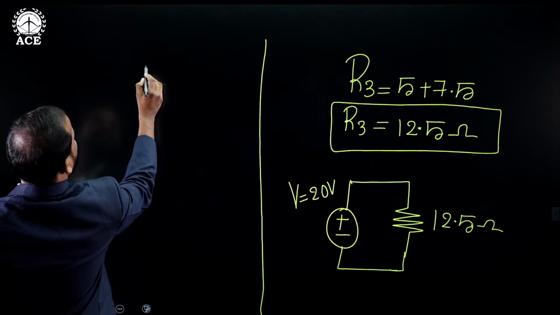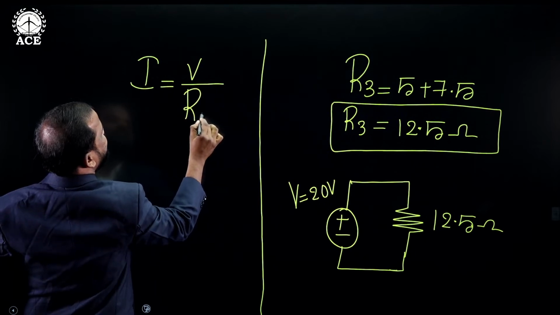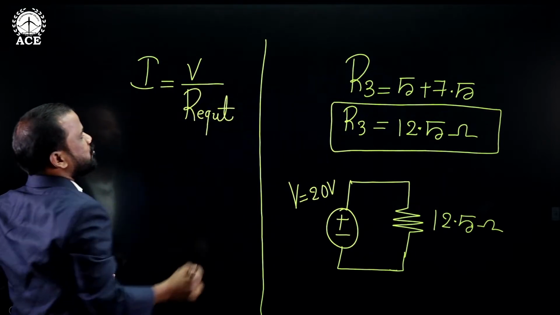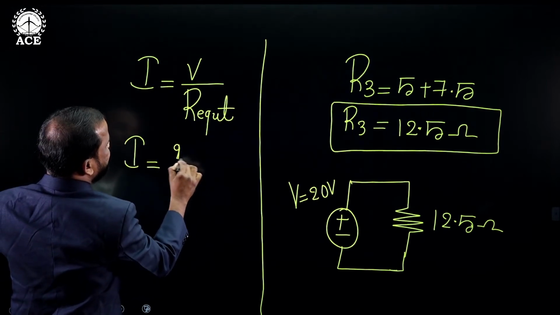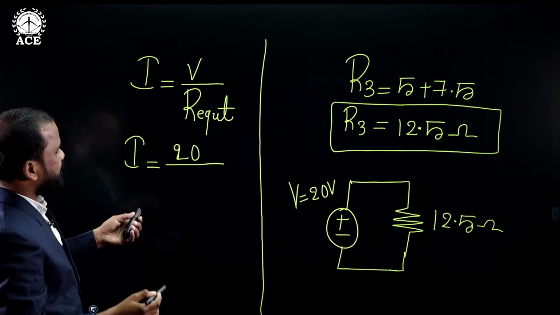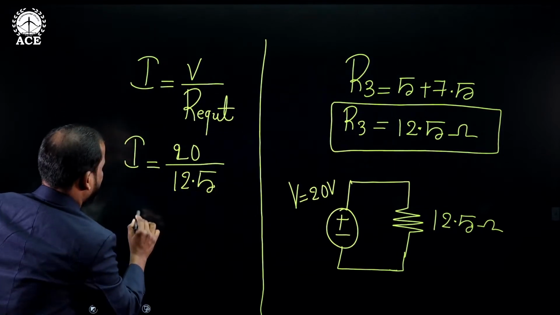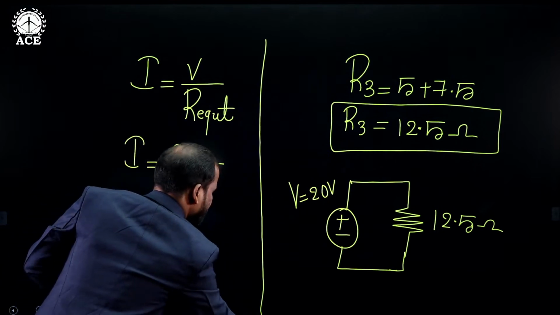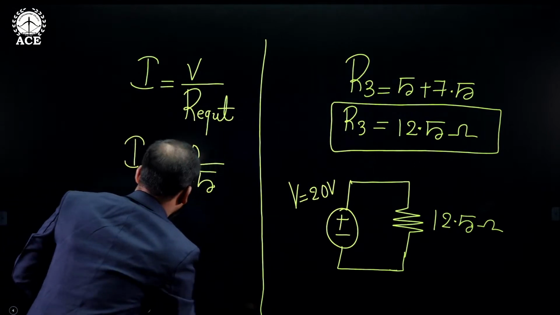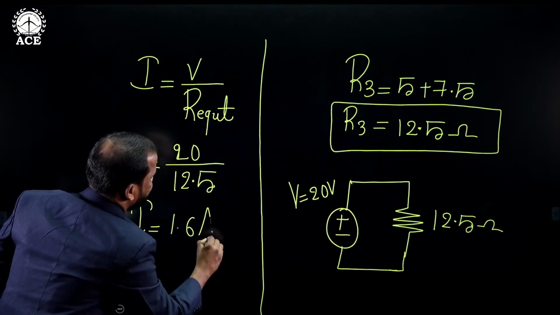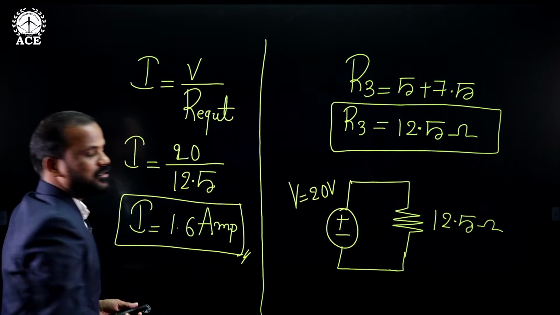So now we can directly find the value of total current: I is equal to applied voltage divided by equivalent resistance. The applied voltage is 20 divided by the equivalent resistance of 12.5. By simplifying this, how much do we get? 20 divided by 12.5 gives 1.6. So 1.6 ampere is the total current in the given network.